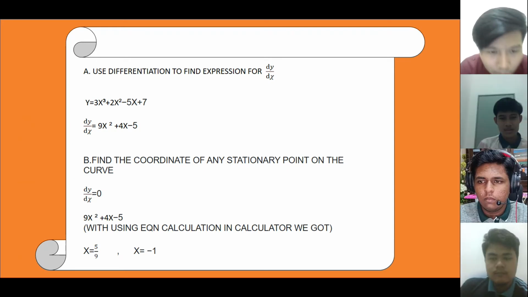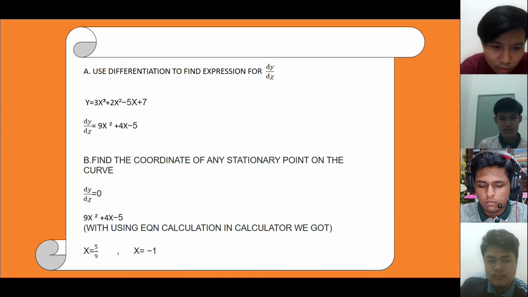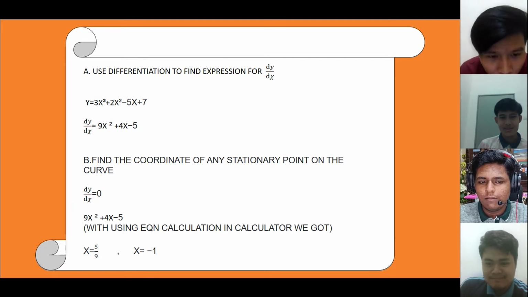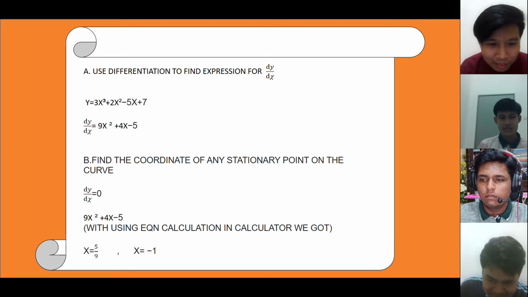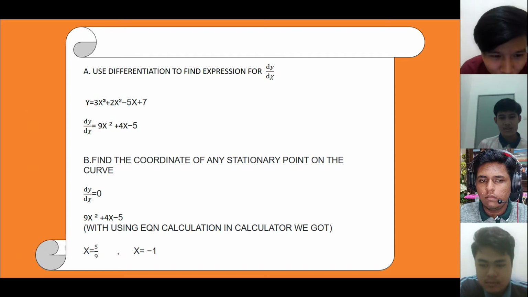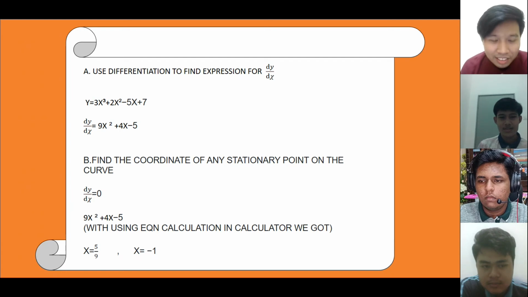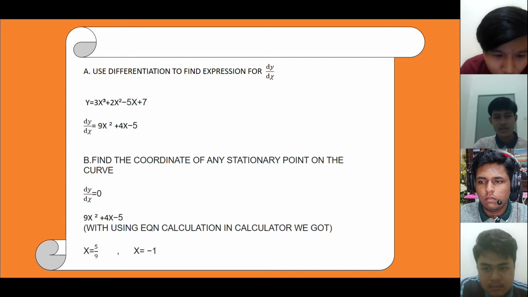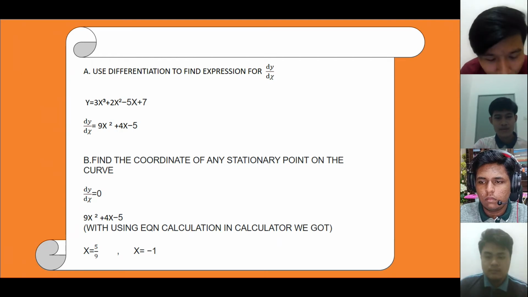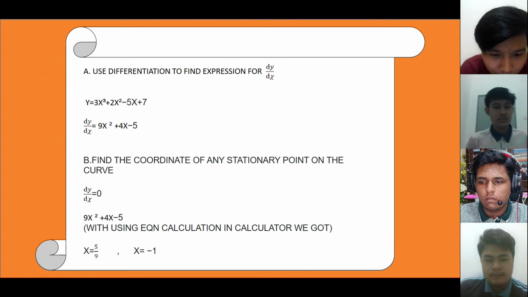So firstly, use differentiation to find the expression for dy over dx. So the equation y equals 3x cubed plus 2x squared minus 5x plus 7. We start to differentiate. We get dy over dx equals 9x squared plus 4x minus 5.